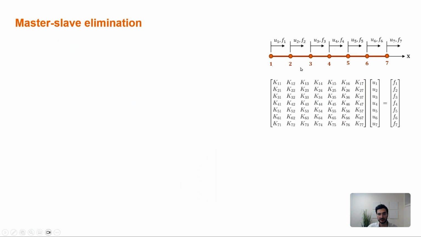Let's take a look at the one-dimensional bar element in which we have 7 degrees of freedom, 7 nodes, 7 displacements, and 7 forces, actually. The original system of equations is the one that we know, KU equals F.